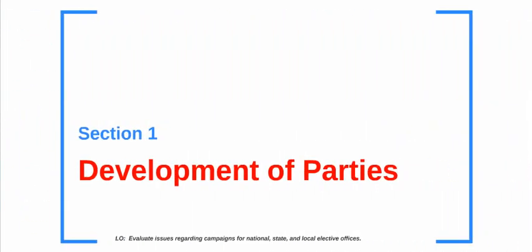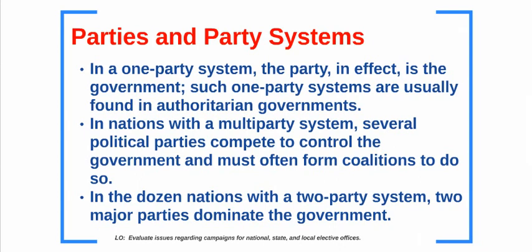Section 1, the development of parties. In a one-party system, the party, in effect, is the government. Such one-party systems are usually found in authoritarian governments. In nations with a multi-party system, several political parties compete to control the government and must often form coalitions to do so. In the dozen nations with a two-party system, two major political parties dominate the government.